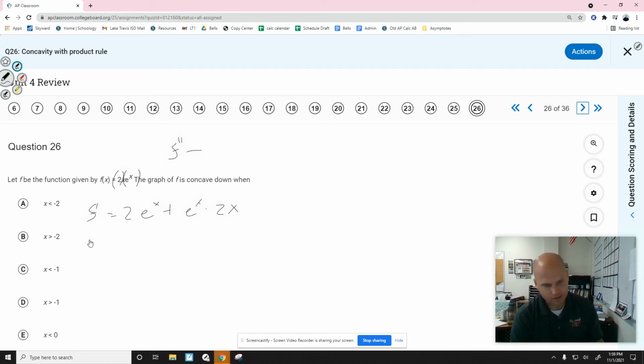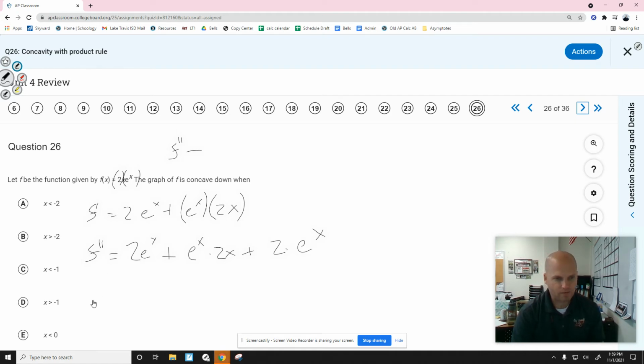Factor, then take the derivative, or just take the derivative right away. If you took the derivative right away, this is what you get. The derivative of this piece, you don't need the product rule because it's just a constant, plus the derivative of this. How are you going to take the derivative of this? Product rule. Derivative of the first times the second, plus the derivative of the second times the first.